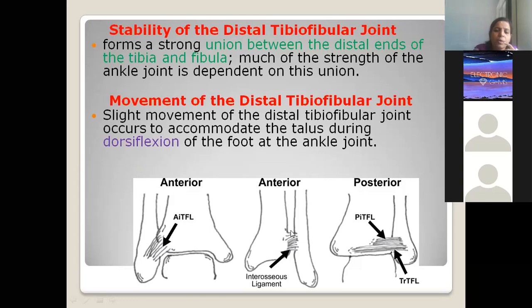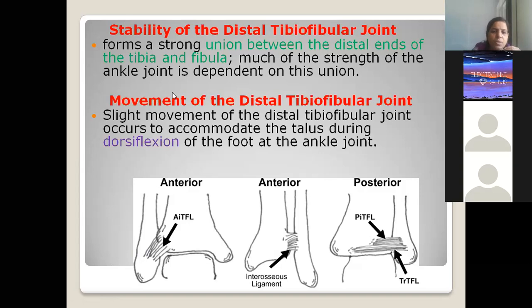Okay, and of course the interosseous membrane also continues here to give a few fibers connecting the lower end of tibia and fibula. Okay, that is very simple. So stability of this distal tibiofibular joint, it forms a strong union between this lower end of tibia and fibula. Moreover, the ligaments connecting tibia, fibula, and talus also come into picture here, which will further strengthen this joint, the inferior tibiofibular joint, which is also called the distal tibiofibular joint.